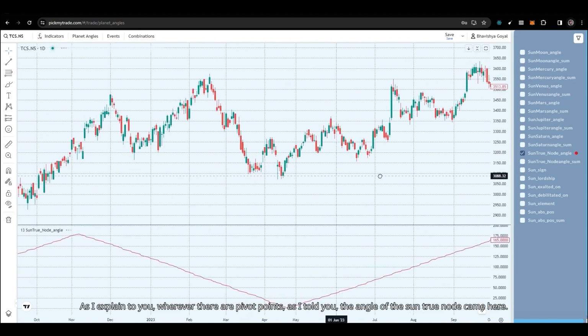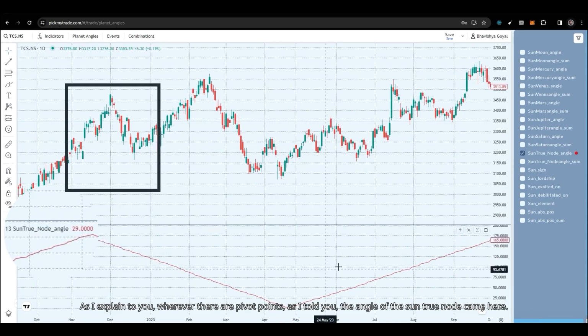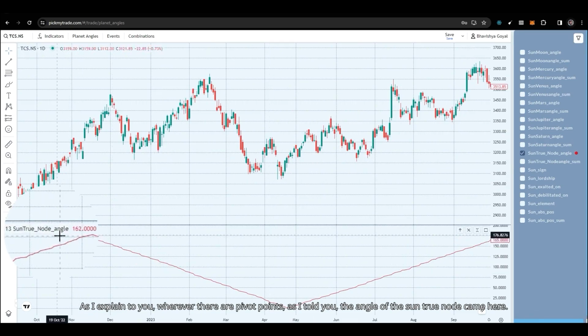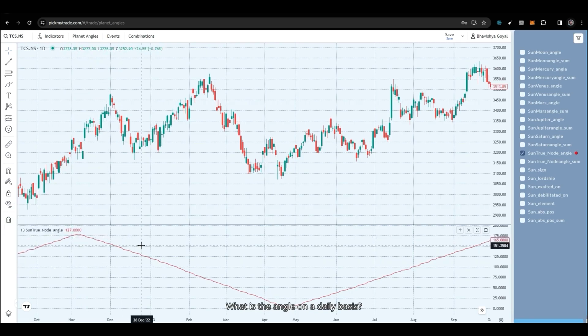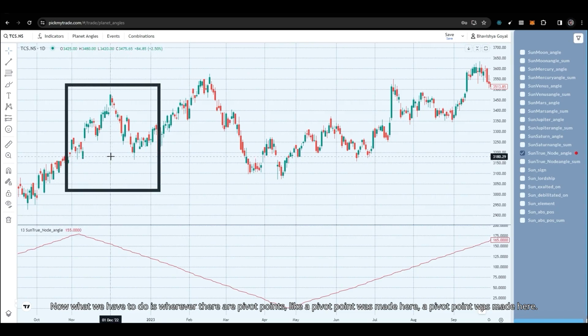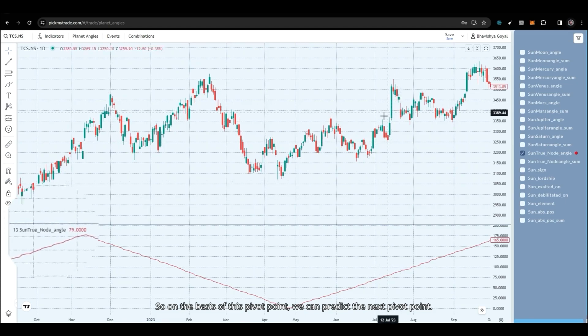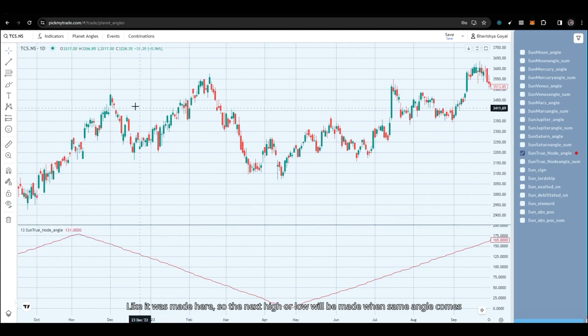As I explained to you, wherever there are pivot points, the angle of the sun true node came here. What is the angle on a daily basis? And you can get this angle for the next 100 years. Now what we have to do is, wherever there are pivot points, like a pivot point was made here, a pivot point was made here, on the basis of this pivot point, we can predict the next pivot point. Like it was made here, so the next high or low will be made when the same angle comes.